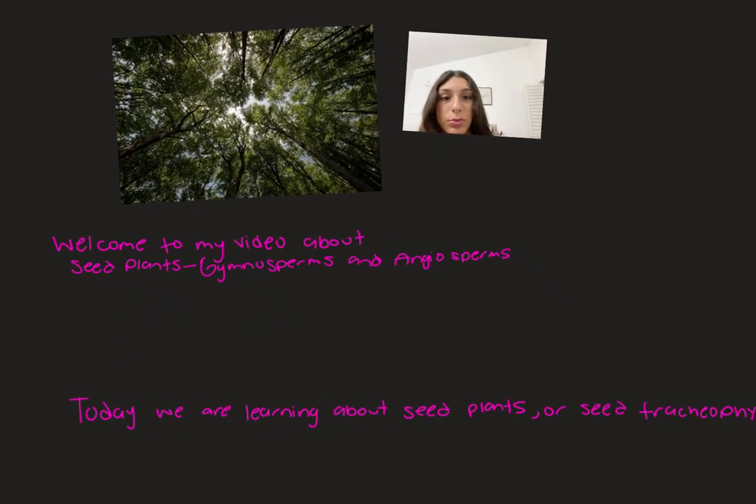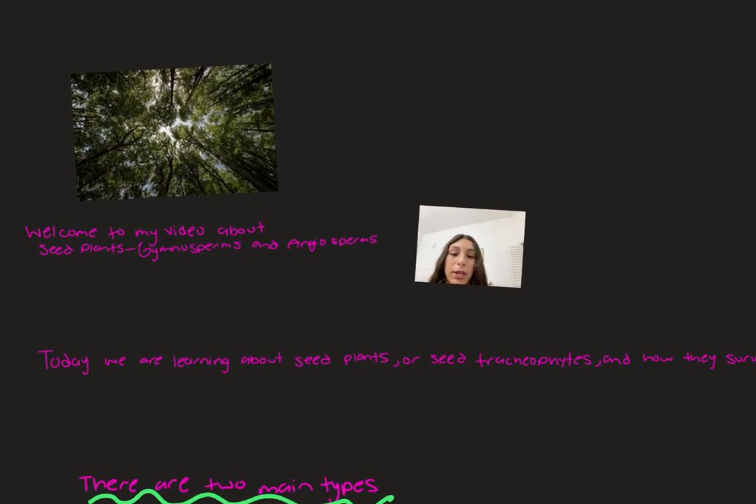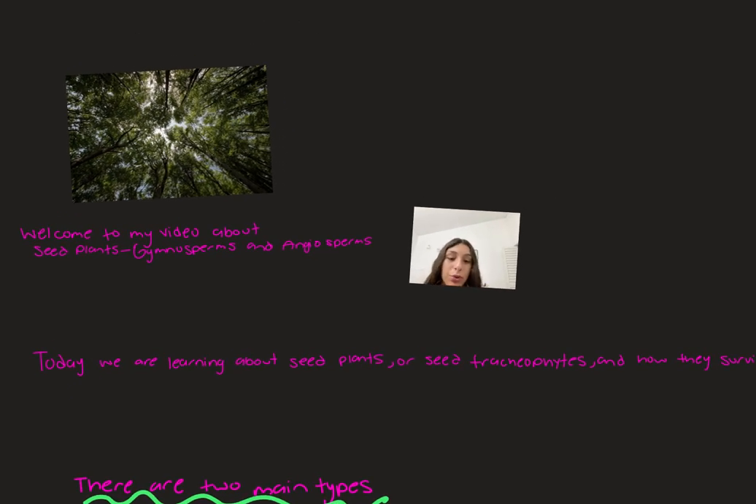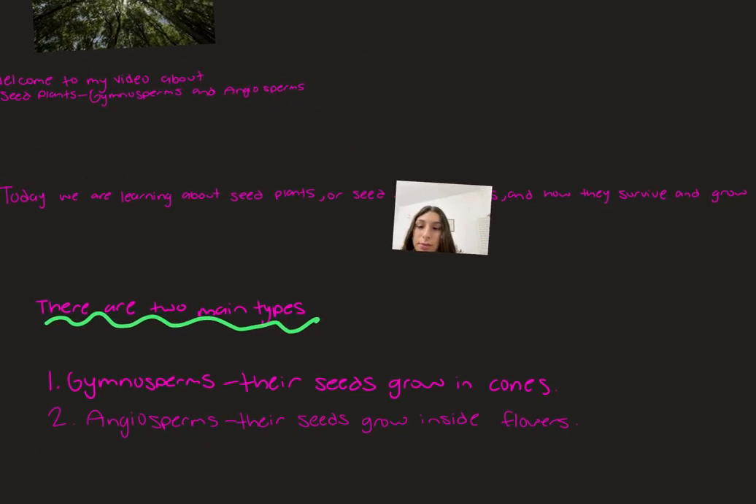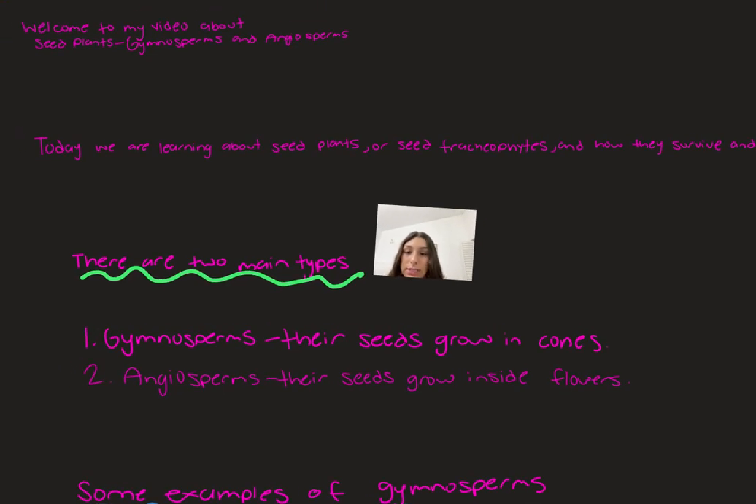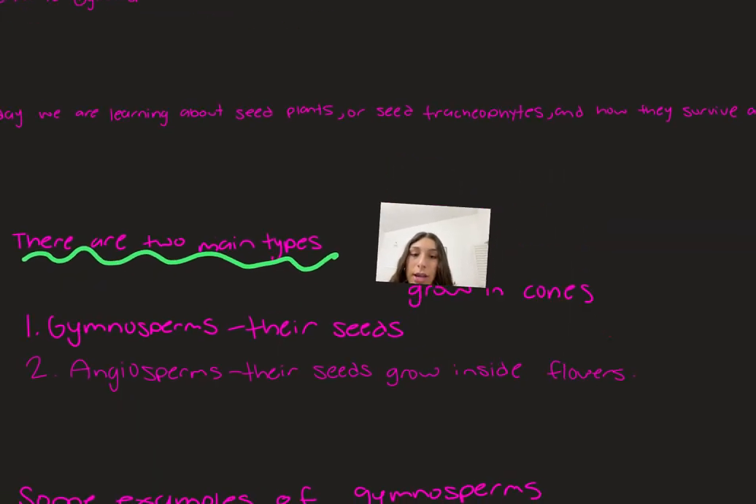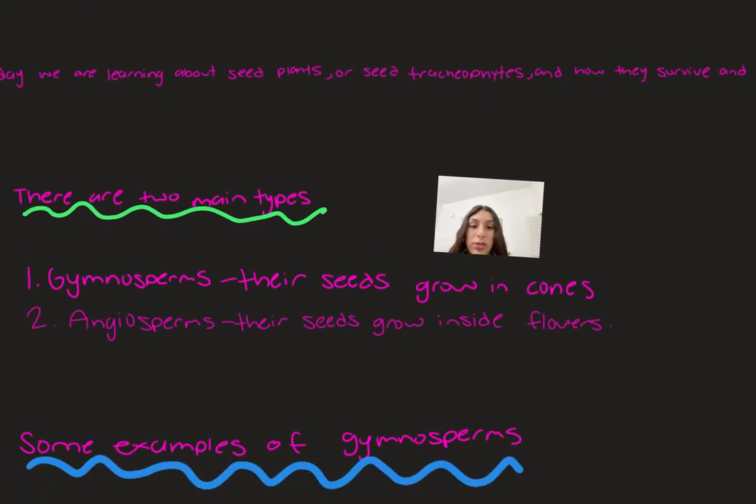So today we're going to learn about seed plants, also known as seed tracheophytes, and how they survive and grow on land. There are two main types of seed plants: gymnosperms, which basically means that their seeds grow in cones, and angiosperms, whose seeds grow inside flowers.